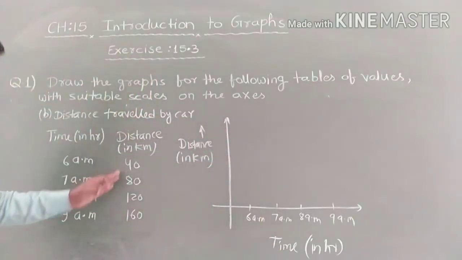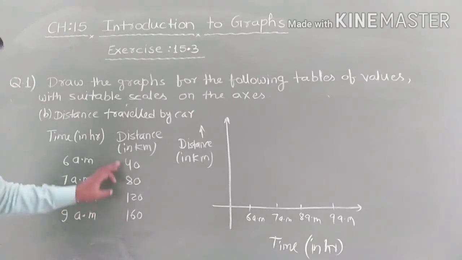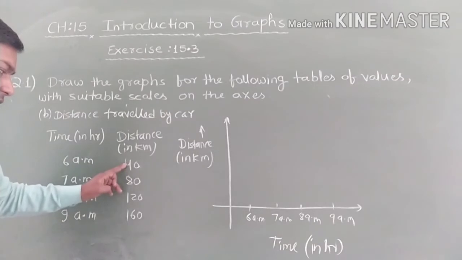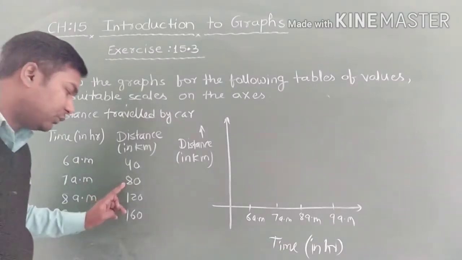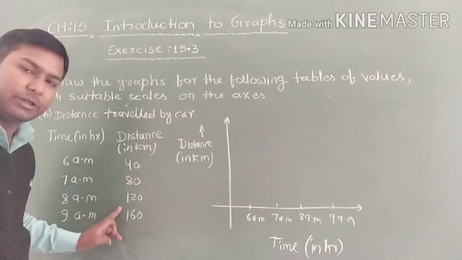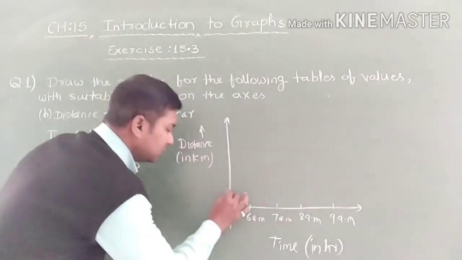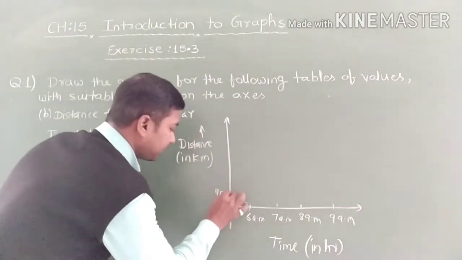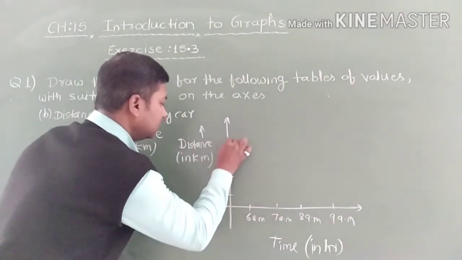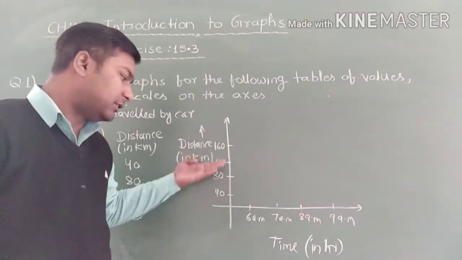Now what is given? 40 to 160. Okay, 40 and next 80 and 120 and 160. That means the difference between two numbers is equal. So 40 to 80, the difference is 40. Now 80 to 120, the difference is also 40. Now 120 to 160, the difference is also 40. Okay, so the difference is equal. So we can draw here, let's suppose this is 40, 80, 120, 160. Okay, these are the intervals.